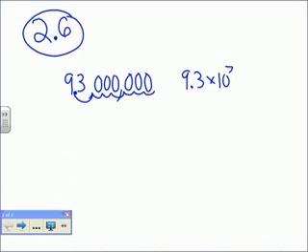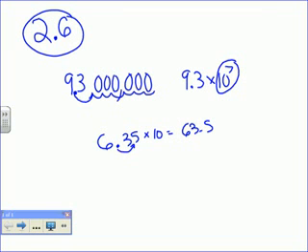Now let me actually leave that one up there so we can compare it. That moved it one place. 10 to the 7th. When you use that exponent, what does that mean if you were to write that out in what we call factored form? There'd be 7 tens, so 7 zeros. 10 to the 7th means you write out 7 of them. So the decimal gets moved 7 places.